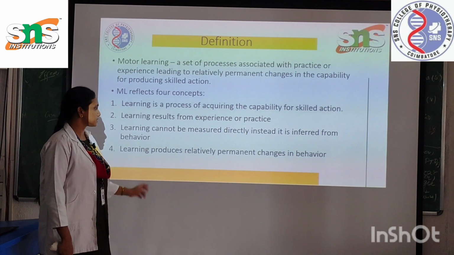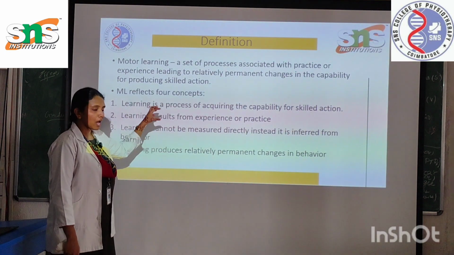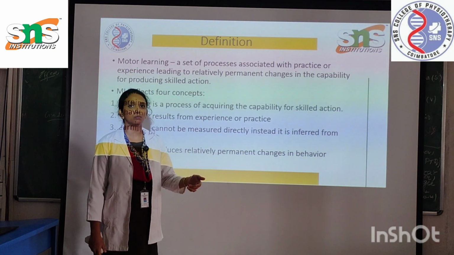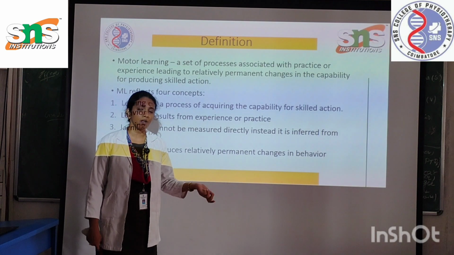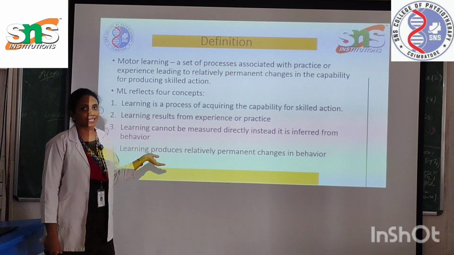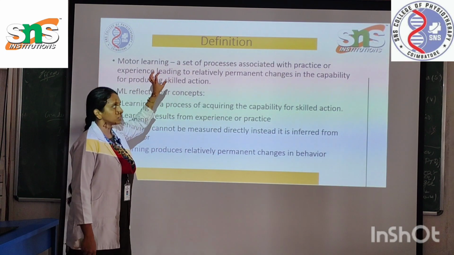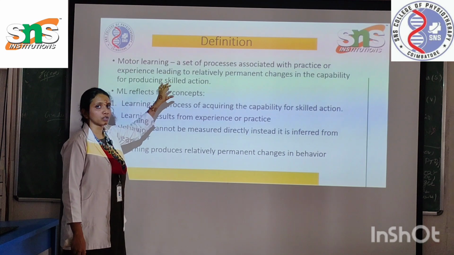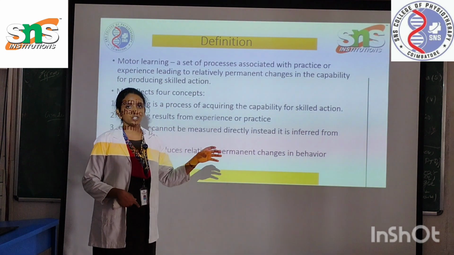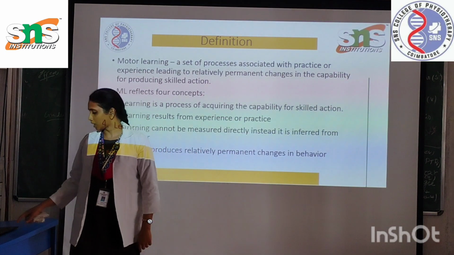The fourth concept is that learning produces relatively permanent changes in behavior. There will be a relatively permanent change in how to do the movement, where to do the movement and to which degree we have to do the movement. All those things will be mastered with the help of practice and experience. So these four concepts come from the definition. The definition is completely focused on the concept of practice and experience, which will lead to a permanent change in our skillful action. So this is the basic concept of motor learning.